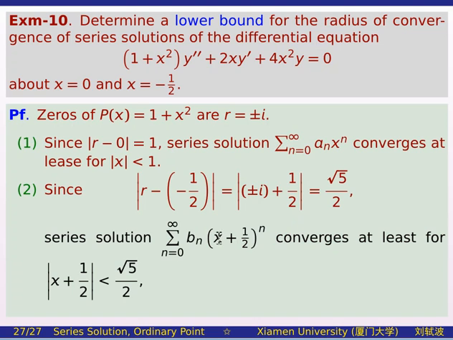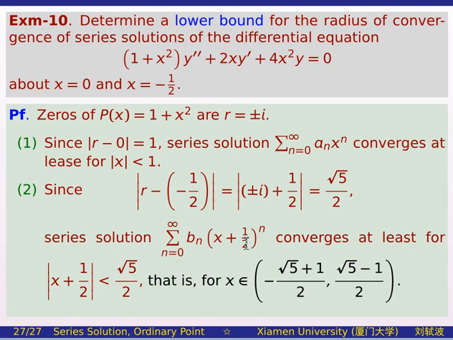So this means that the series solution about x equal to minus a half will converge. The radius of convergence is at least square root of 5 over 2. That is, when the absolute value of x plus a half is less than square root of 5 over 2, then this series solution converges. The series solution is defined and converges at least in this open interval.